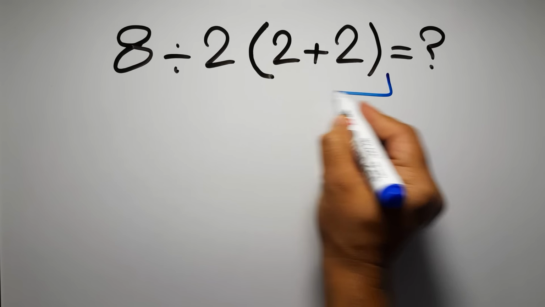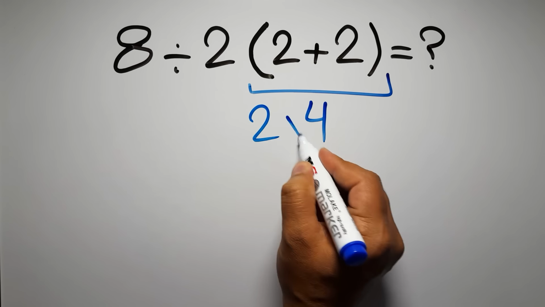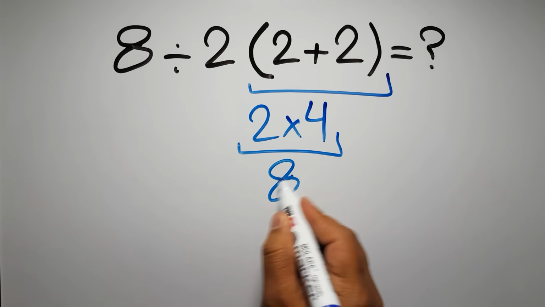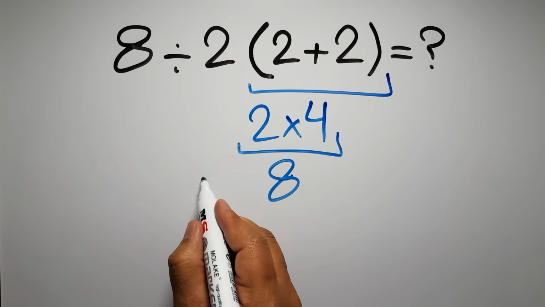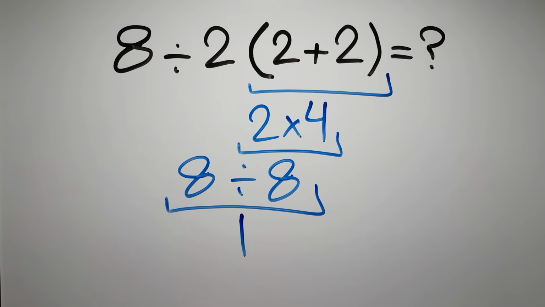2 plus 2 gives us 4. And 2 times 4 equals 8. So 8 divided by 8, which gives us 1. But this answer is not correct.